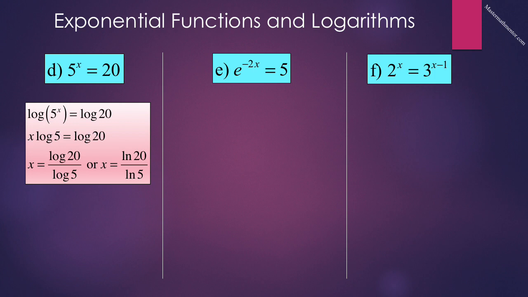You could also say x is equal to the natural log of 20 over the natural log of 5. Don't make the mistake of thinking that the log of 20 over the log of 5 is the log of 4. It doesn't work that way.